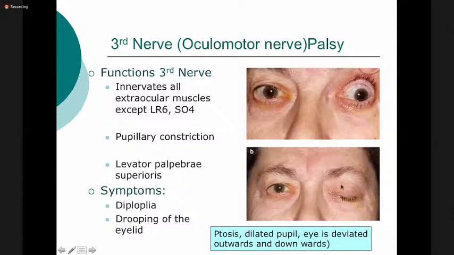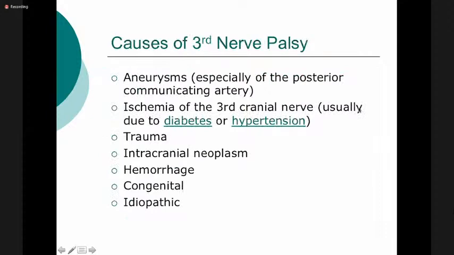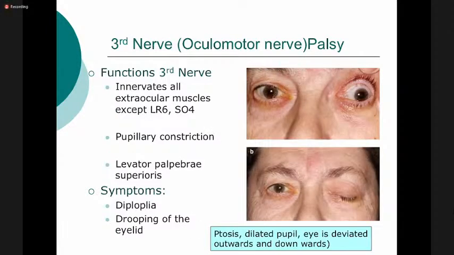So if you see a patient who has come with drooping of the eyelid, when you open the eyelid, the eye is deviated outwards and downwards, and the pupil is dilated, that's a sign of a third nerve palsy. The causes are many, mainly aneurysms, also ischemia to the optic nerve due to diabetes or high blood pressure, trauma, tumors, hemorrhage, congenital, idiopathic. So all these are causes of third nerve palsy. The main thing is that you should be able to pick these signs when a patient presents like this.